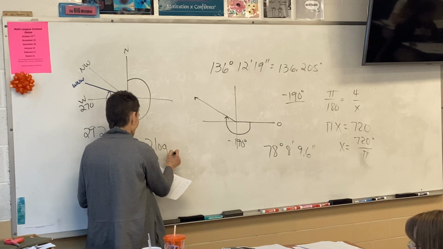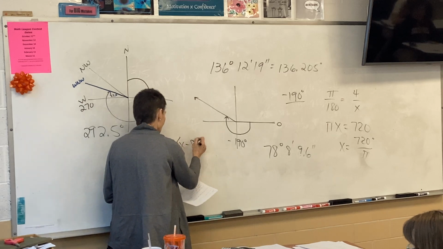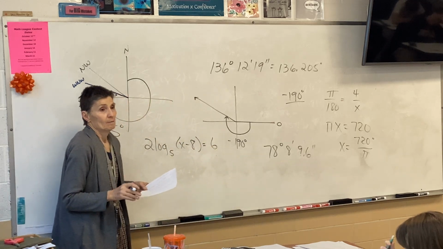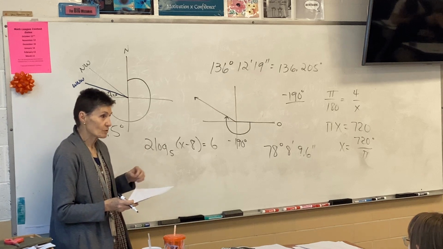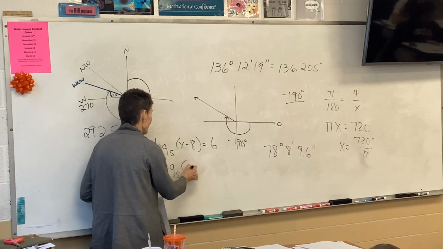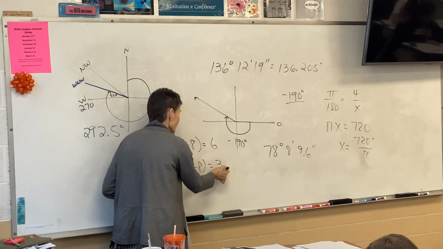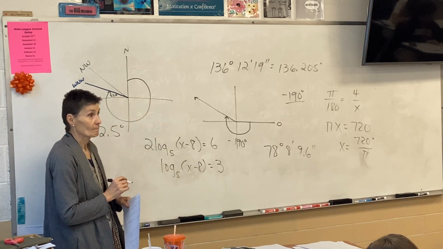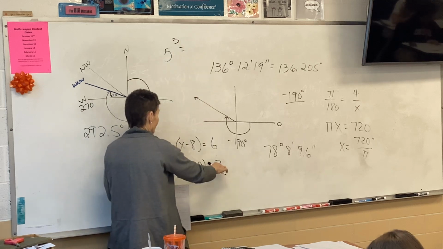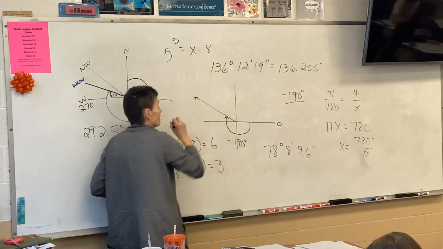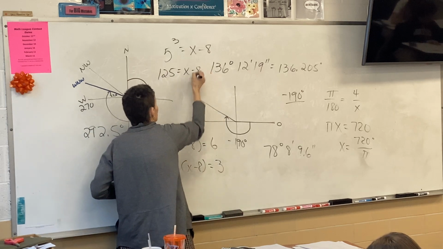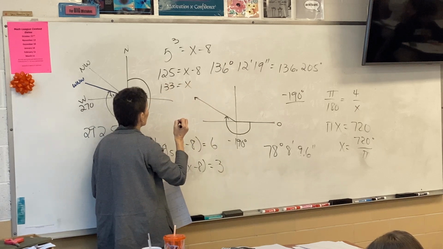So we have 2 log base 5 of x minus 8, and I'm just going to say equals 6. Because I know I need to move that 4 to the other side. Divide by 2. So log base 5 of x minus 8 equals 3. Yep. 5 to the third was x minus 8, and then we loop-de-loop. So 5 to the third equals x minus 8. 5 to the third is 125. So it looks like our answer is 133.